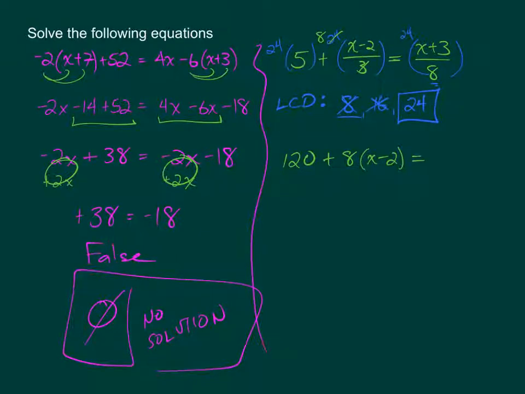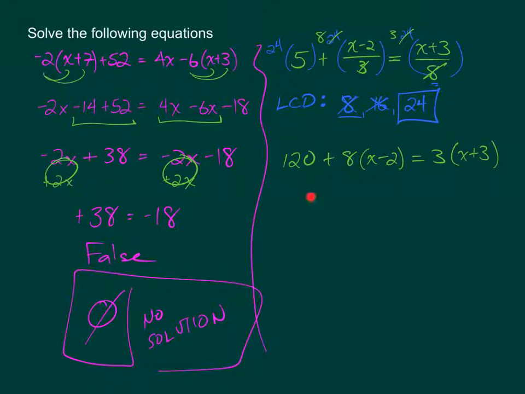And we're going to do something similar over here. 24 will reduce with the 8 in the denominator. And when you reduce that 24 with the 8, 24 divided by 8 is 3. So I'll take that 3 that's left over and multiply it by what's left inside, which is x plus 3. So now this equation here looks pretty easy to solve now. It's done very similar to this one.